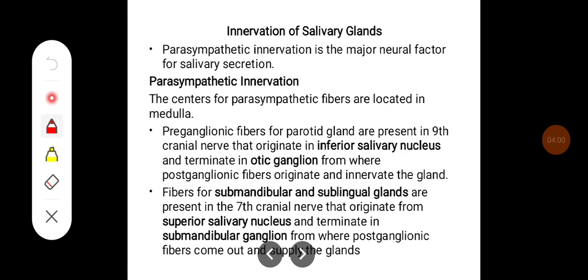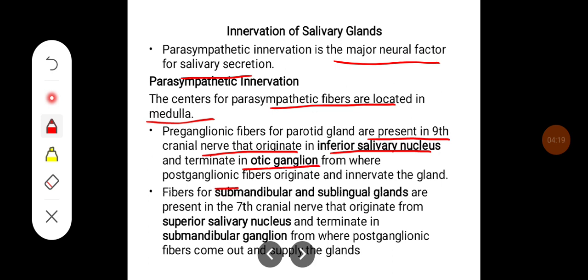Innervation. The parasympathetic innervation is the major neural factor for salivary secretion. The centers for parasympathetic fibers are located in the medulla. Preganglionic fibers for the parotid gland are present in the 9th cranial nerve, which originates in the inferior salivary nucleus and terminates on the otic ganglion, from where postganglionic fibers originate and innervate the gland. Fibers for submandibular and sublingual glands are present in the 7th cranial nerve, which originate from the superior salivary nucleus and terminate in the submandibular ganglion, from where postganglionic fibers come out and supply these glands.